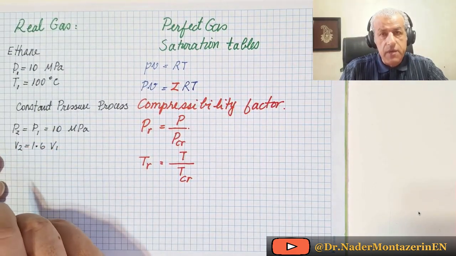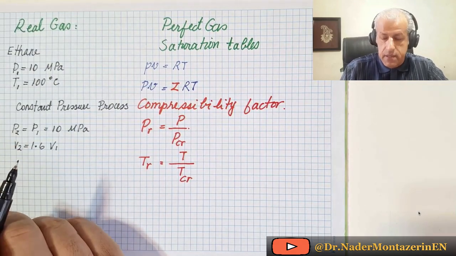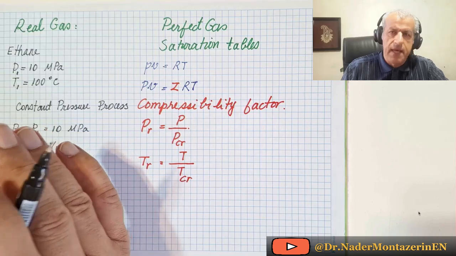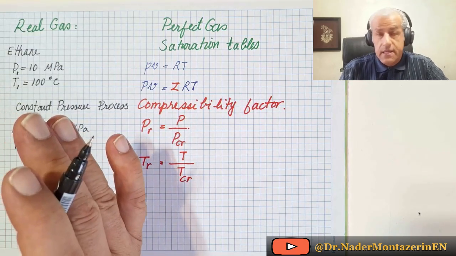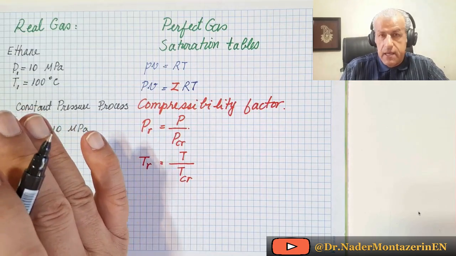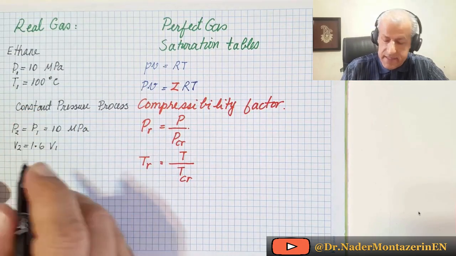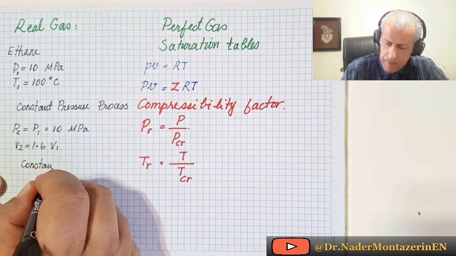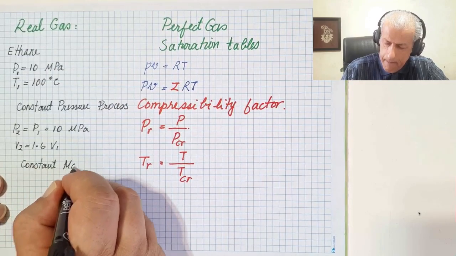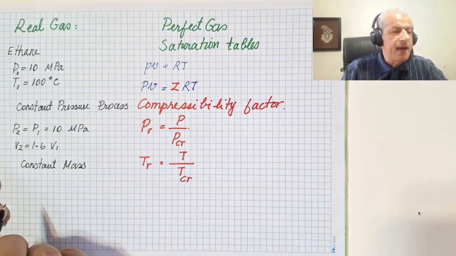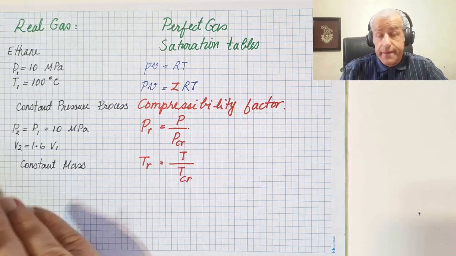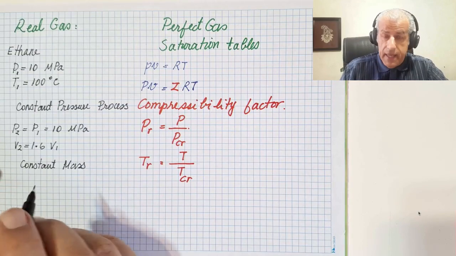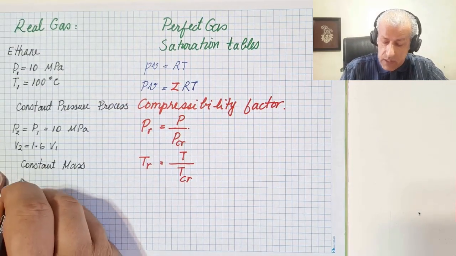Its volume increases 60%. Its mass remains constant. Consider it as a cylinder-piston arrangement with constant mass, but the volume is increased by 60%. And now the problem asks us, what would T2 be?